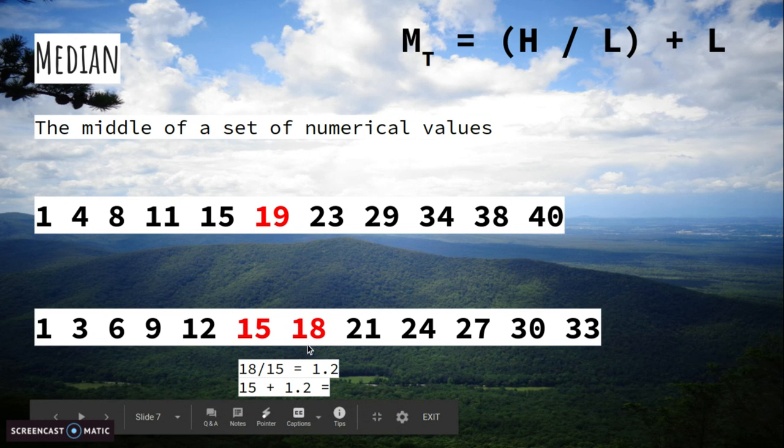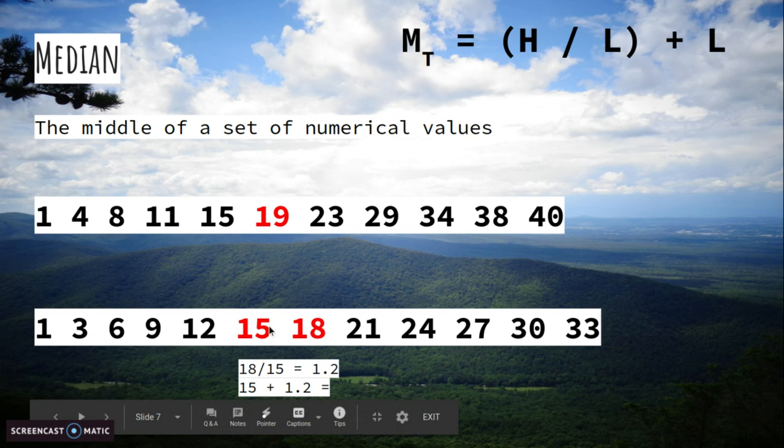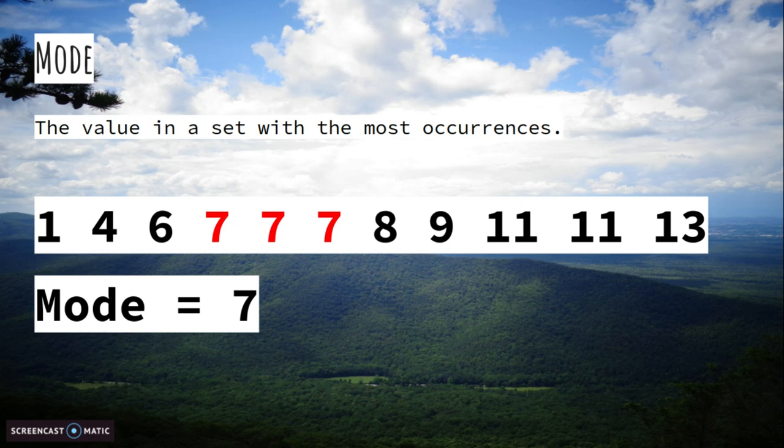So we do 18 divided by 15, high divided by low, that's 1.2. Add that with the low. Low is 15, so 1.2 plus 15 is 16.2. So the median is 16.2 of this set, even though you don't see that number there, that's what's in between 15 and 18.